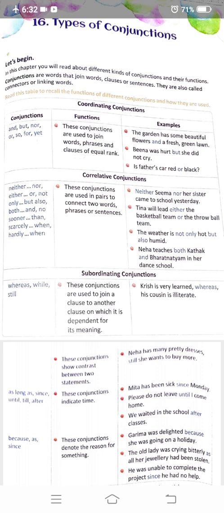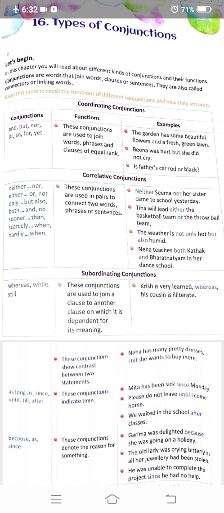Before starting the explanation of this topic, I'll tell you the meaning of conjunctions. In this video, you will learn about the different kinds of conjunctions and their functions. So what is the meaning of conjunctions? Conjunctions are the words that join words, clauses or sentences. They are also called connectors or linking words.